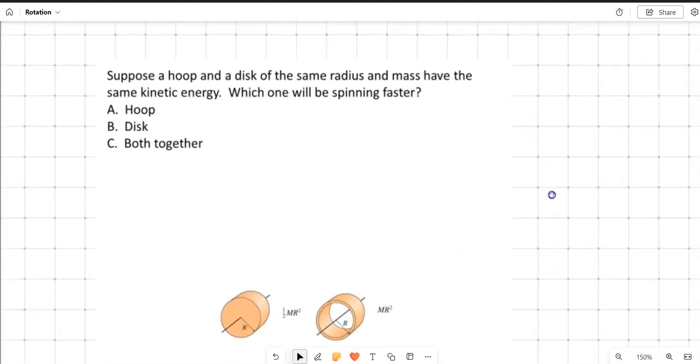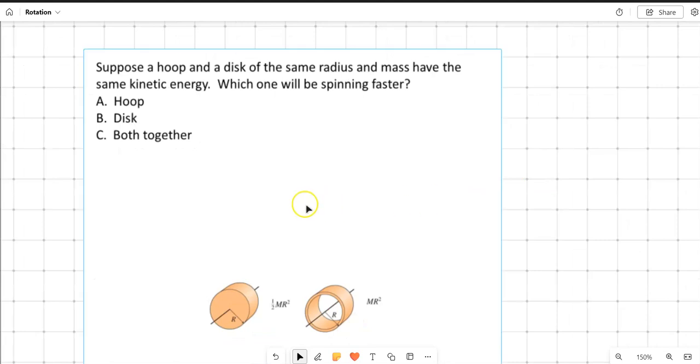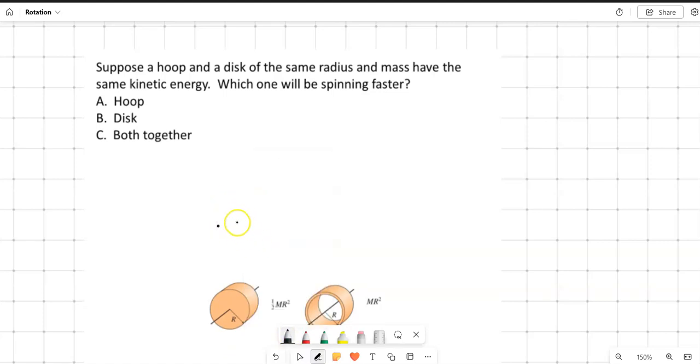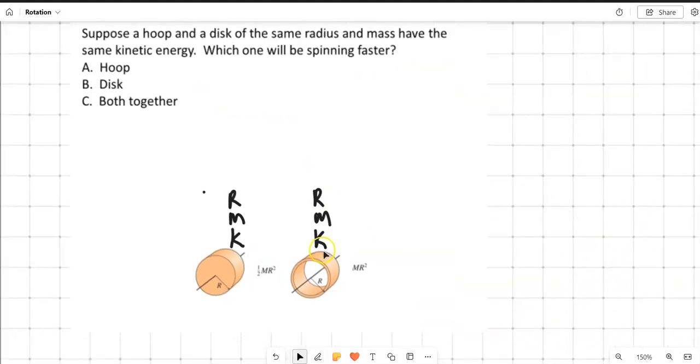Let's try another one. Here we're going to have 2 objects, and I like the way I had those laid out. We have 2 objects. They're the same size, so they're the same radius, the same mass, and they have the same kinetic energy. And we're going to ask who is spinning faster. So here we're asking about which object is going to be spinning faster. And just for reference, I've given you the moments of inertia here. So think about the problem and try to answer it, and pause the video.